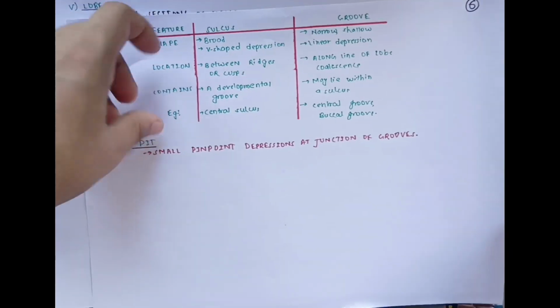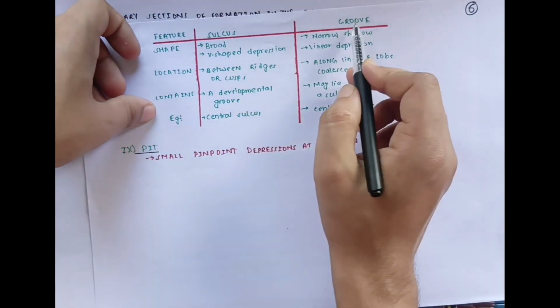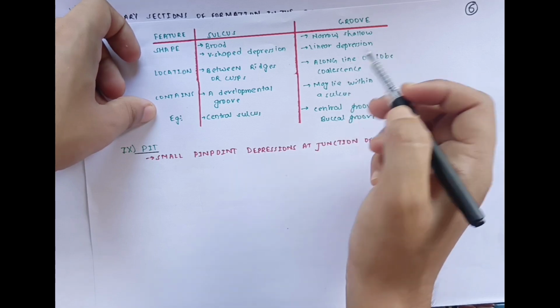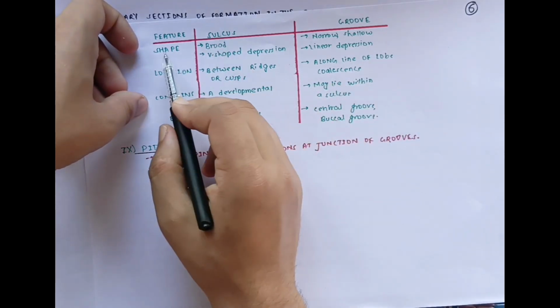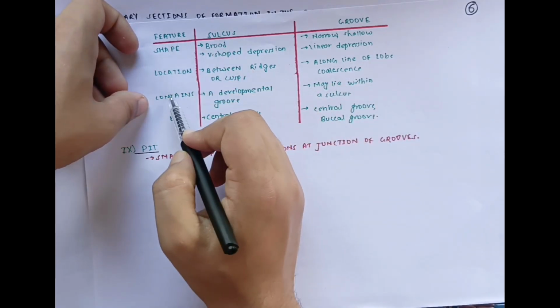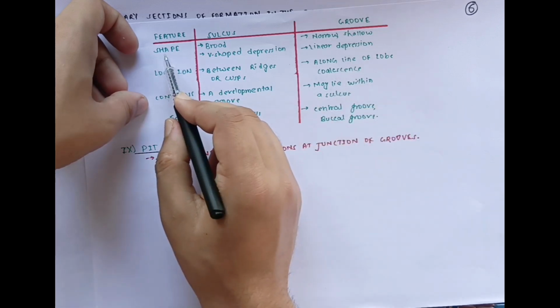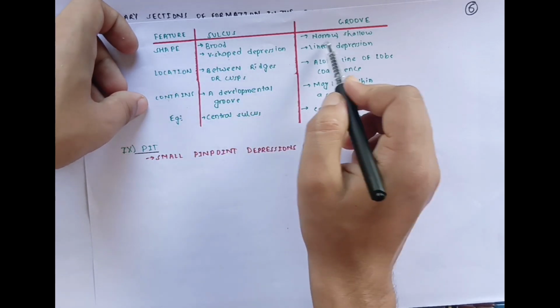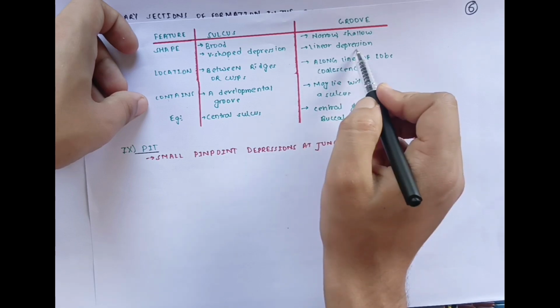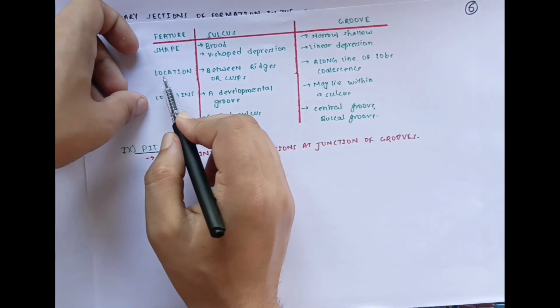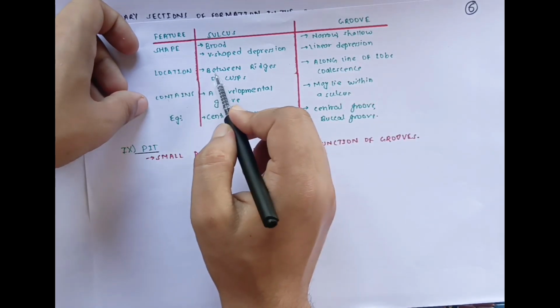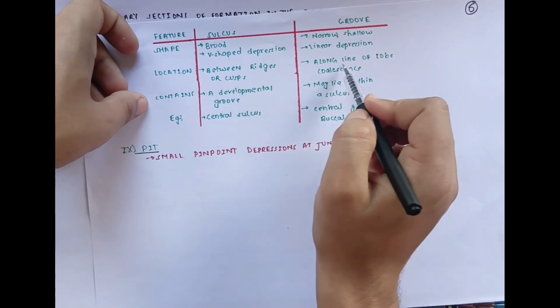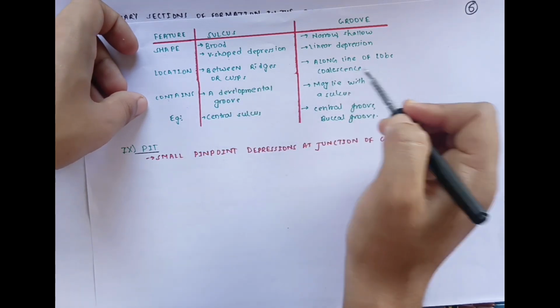I have written the difference here between the sulcus and the groove, and this is important. Sometimes they can ask you in a viva. As I have written, the features are in this column, sulcus and groove. Shape: sulcus is broad and a V-shaped depression, while grooves are narrow and shallow linear depressions. Location: sulci are between the ridge and the cusp, while grooves are along the lines of the lobes where they coalesce.